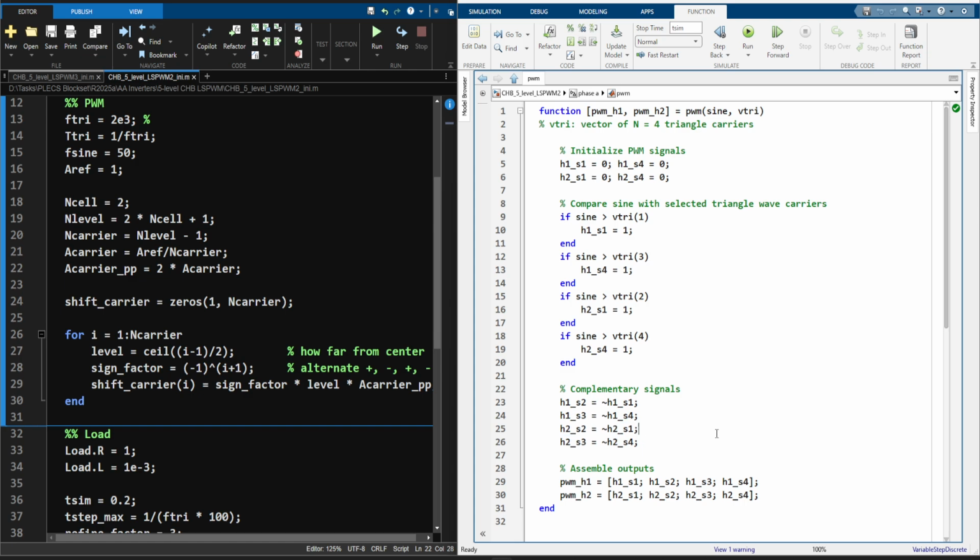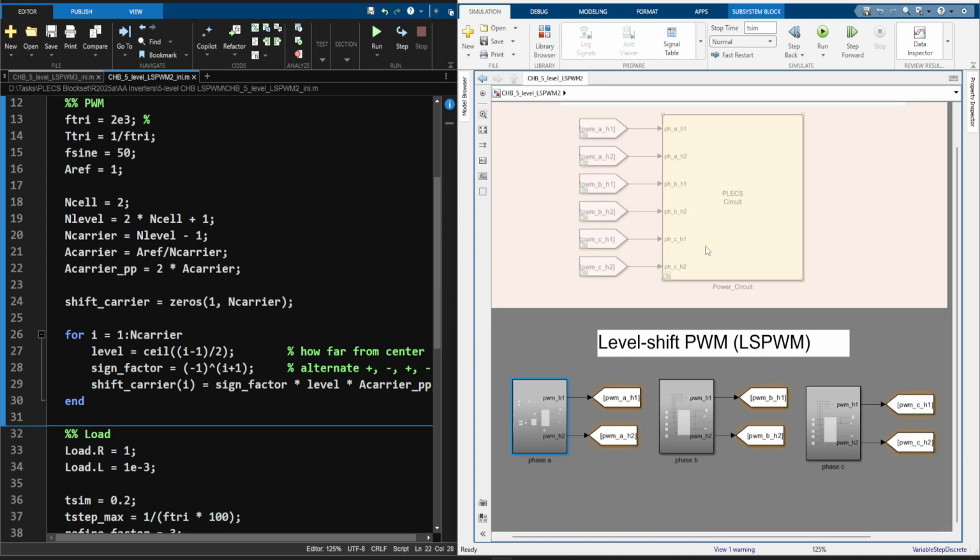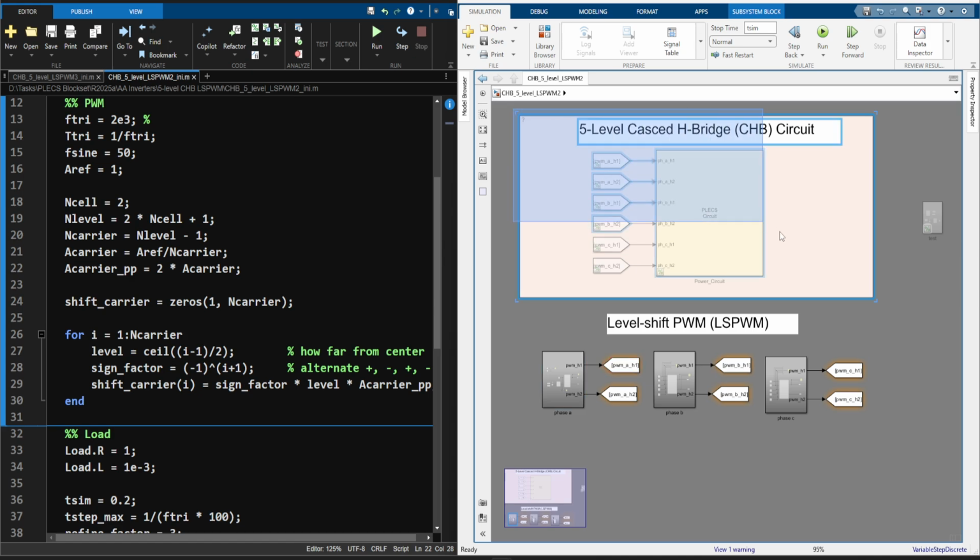Now to give the output as a vector, I group them here for PWM H1. That means it will give me a vector of 4 elements for bridge 1 and similarly 4 elements for H2. If we come out of the blocks, let's activate now here our power circuit.